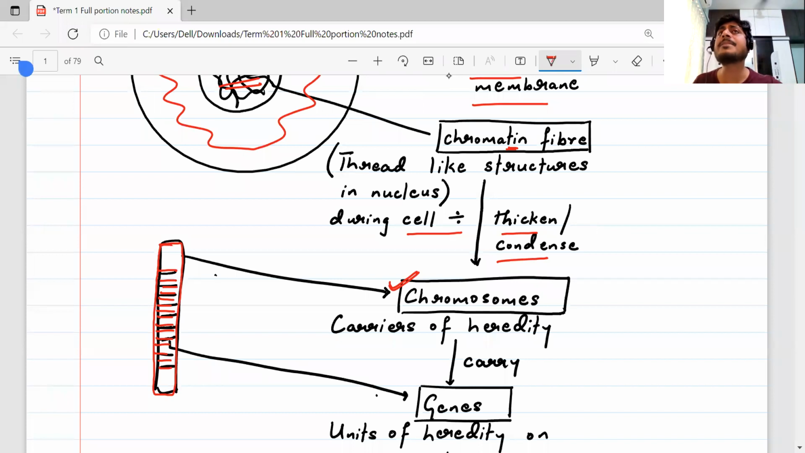First, what are chromatin fibers? They are thread-like structures in the nucleus. What happens to these structures? These structures thicken or condense during the process of cell division to form chromosomes. Then you remember the board question from that? The cell component which is seen only during cell division. That's a board question. The answer is chromosome. Cell component seen only during the process of cell division.